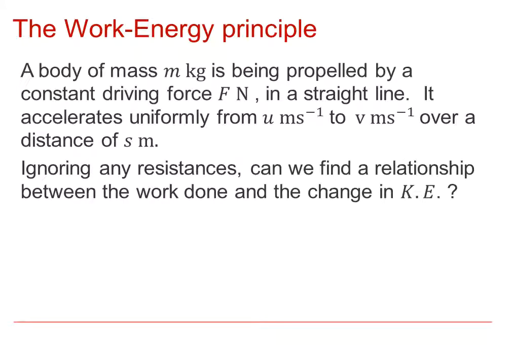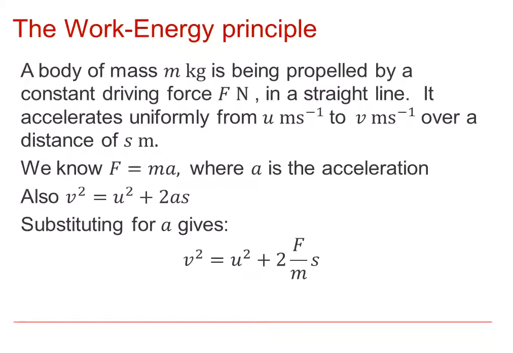Ignoring any resistances, we can find a relationship between the work done by the driving force and the change in the kinetic energy. We know that F equals ma from Newton's second law, and we also know for an accelerating object, if the force is constant, the acceleration is constant, and we can use v squared equals u squared plus 2as. If we substitute a from one formula into the other, we get v squared equals u squared plus 2 F over m times s.